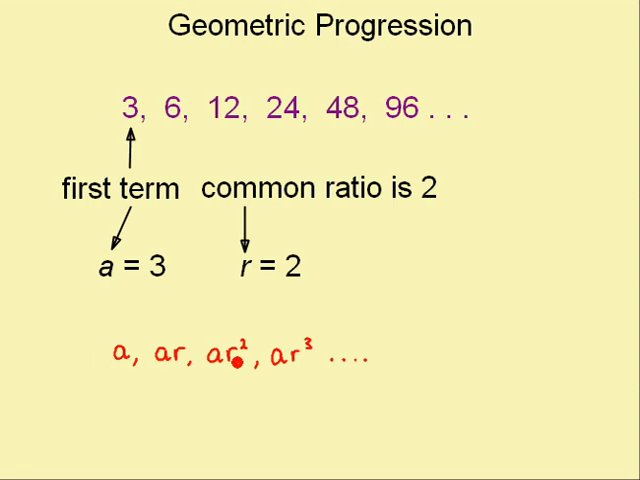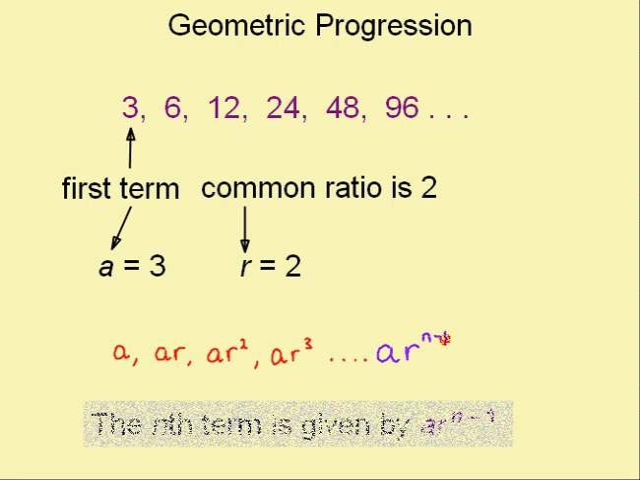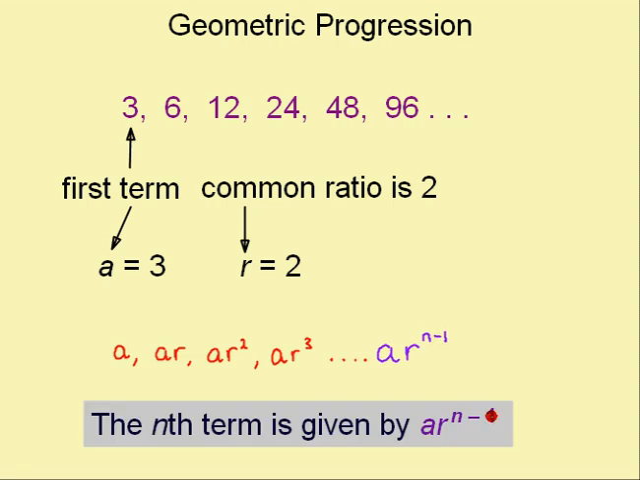Now if I want to find the nth term of this, let's have a look what happens. We can see that in each term we've got an a, so in the nth term there's definitely going to be an a. Then in this fourth term here, we've got r to the power of 3. In the third term, we've got r to the power of 2. So the power of r is always 1 less than the term. So in this nth term, it's going to be r to the power of n minus 1. So the nth term of a geometric progression is given by ar to the power of n minus 1, where a is the first term of the progression and r is the common ratio.